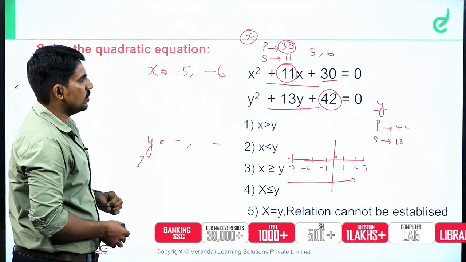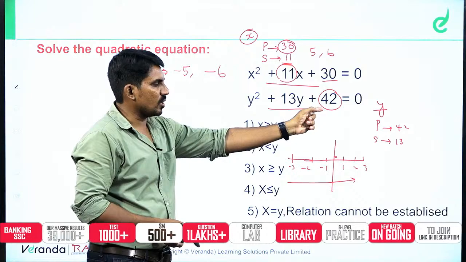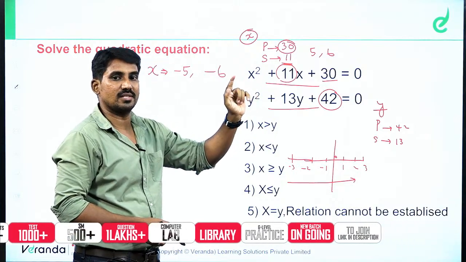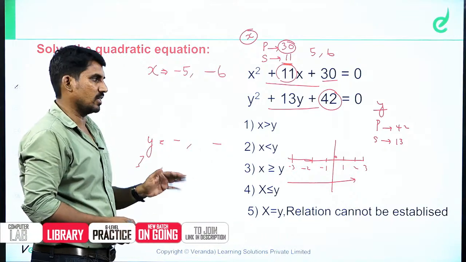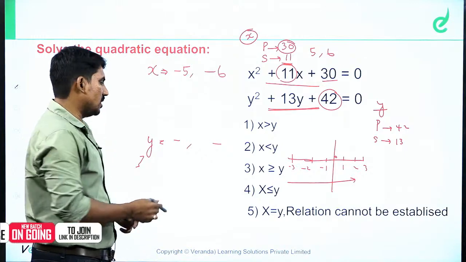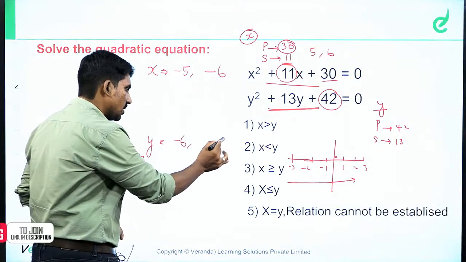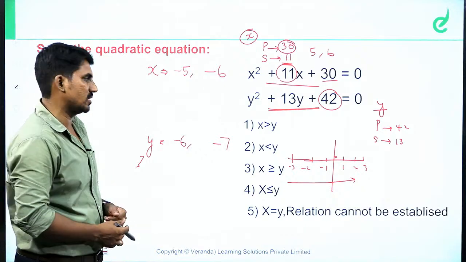Then next, what is given? x squared plus 13x plus 42. The product should be 42. Shall we consider 6 sevens are 42? 6 sevens are 42. 6 plus 7 is 13. B and C are plus. Therefore, the roots are minus. Therefore minus 6, minus 7 are the roots.